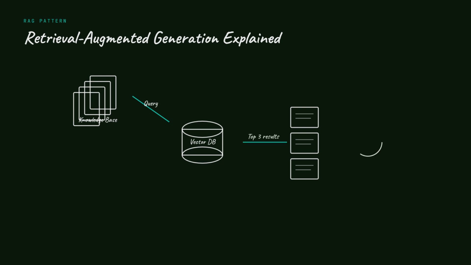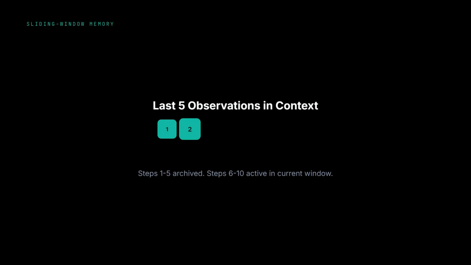Instead, embed it in a vector database. When the agent needs information, it queries the database, gets back the top 3 or 4 relevant documents, and includes only those in context.